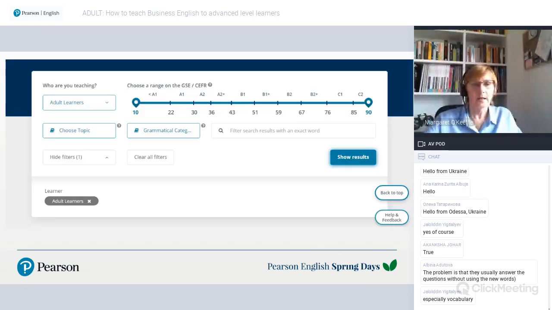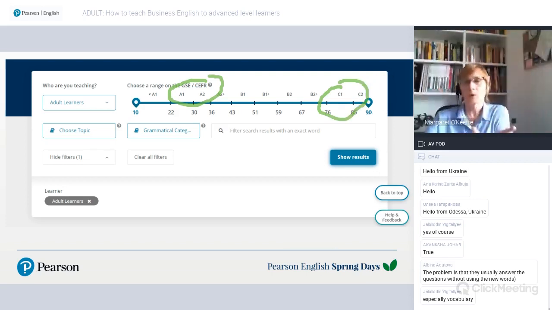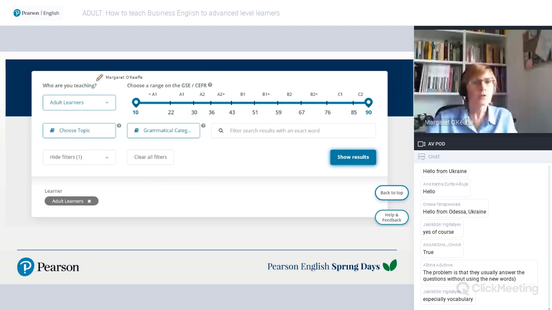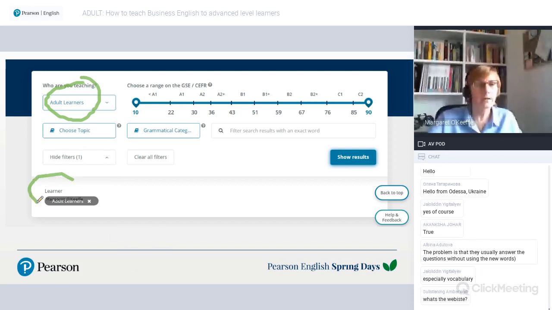So we can see here that we start off with the scale, the Global Scale of English, and the Common European Framework scales are there. For C1, for instance, there you go. So that helps you if you want to pin down words within a certain language level. The next thing that we do is we've got the type of learner. Is it adult learner or is it young learner? You can choose, and you can see down here that the filters that you're putting in are available there.